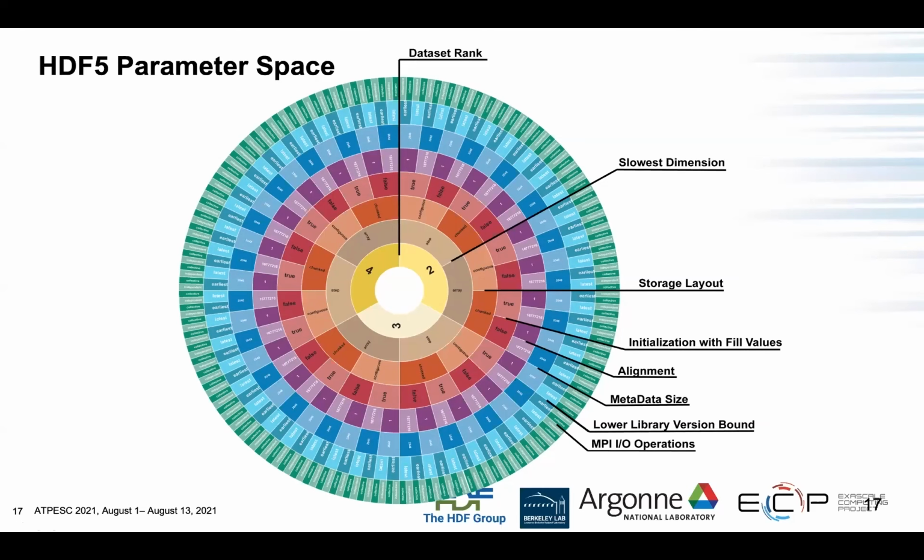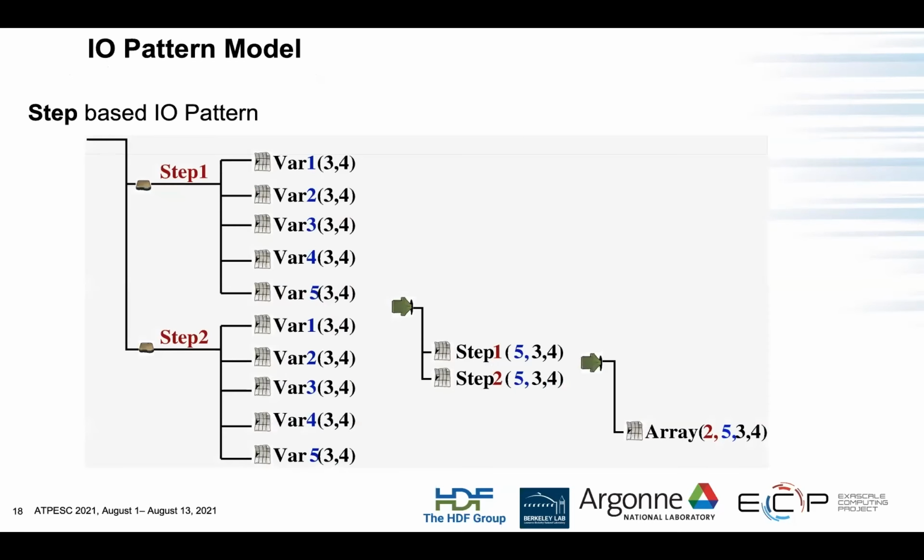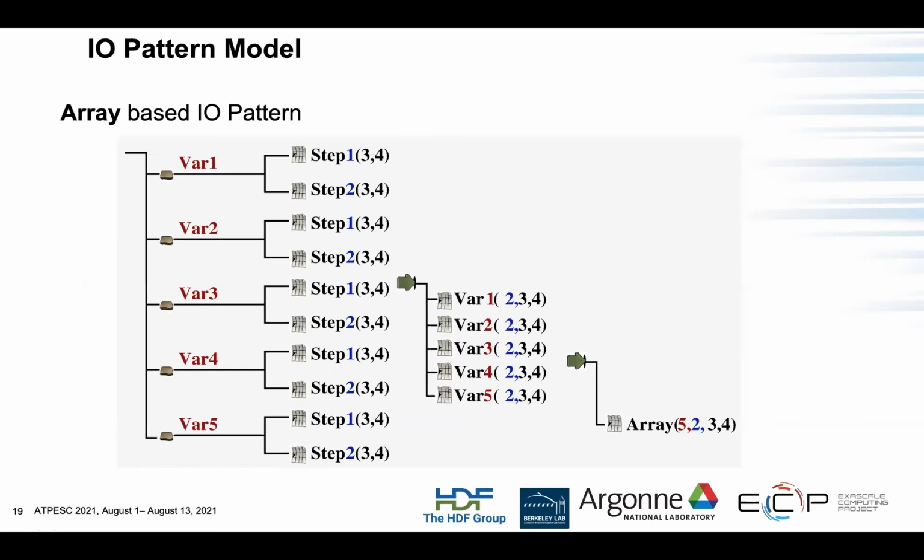For the parameter space, go back to the first one, data set in slowest dimension. For the I/O pattern, you could do a step-based I/O pattern where you have your time steps here, step 1 and 2. Then for each time step, you write, in this case, 5 variables of a 3 by 4 dimensional array. Another option would be to combine those 5 variables into a 3D array. And then finally, the big array, where you combine all the time steps and all the variables into one big array and then write that. So those are the 3 options that the program will go through. The other option is an array-based I/O pattern.